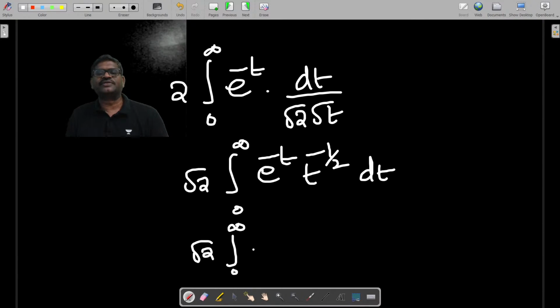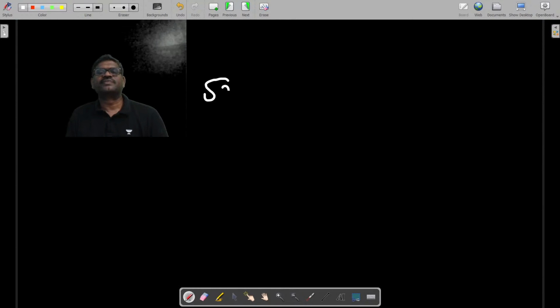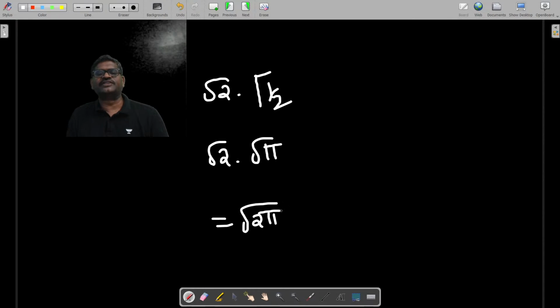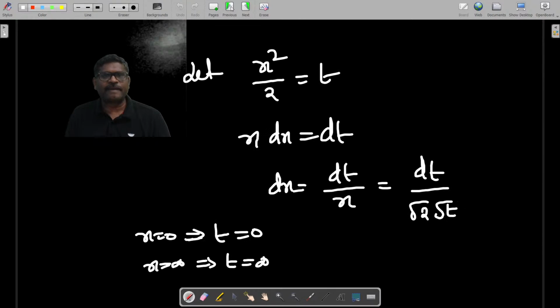Integral 0 to infinity e power minus t, t power 1 by 2 minus 1 dt. That is root 2 into gamma 1 by 2. Gamma 1 by 2 is root pi. Final answer is root 2 pi.